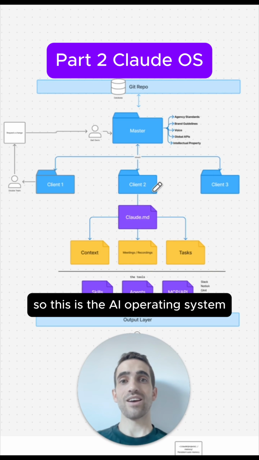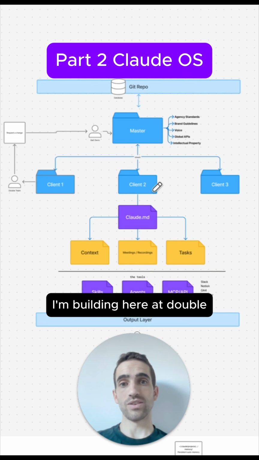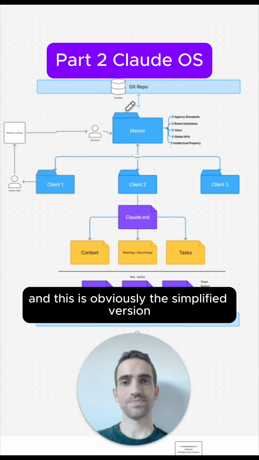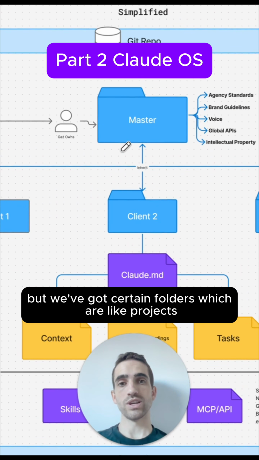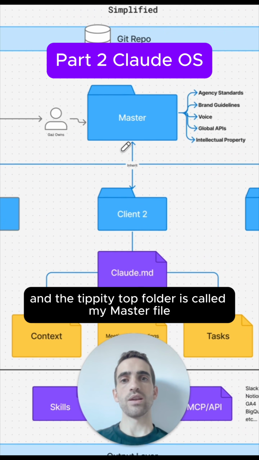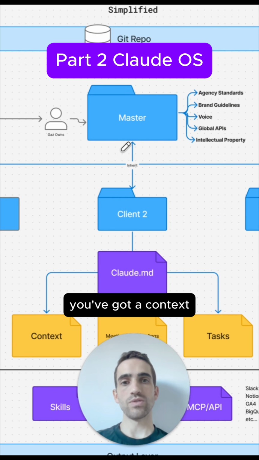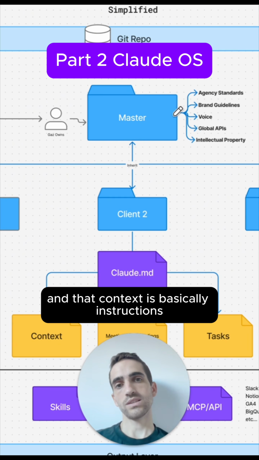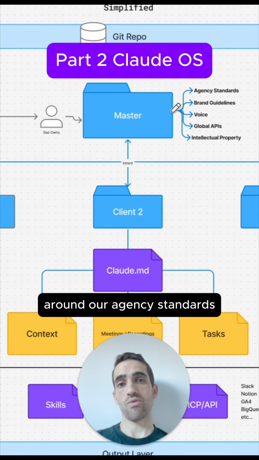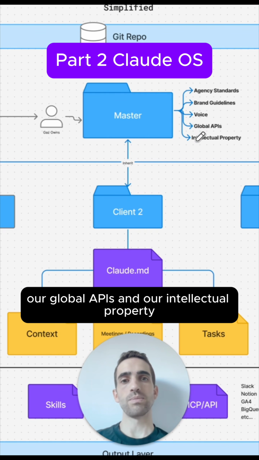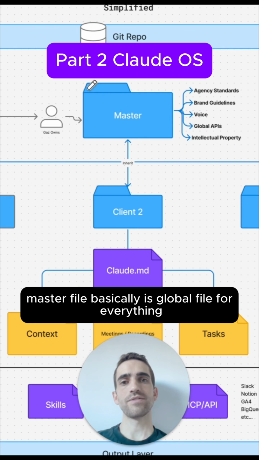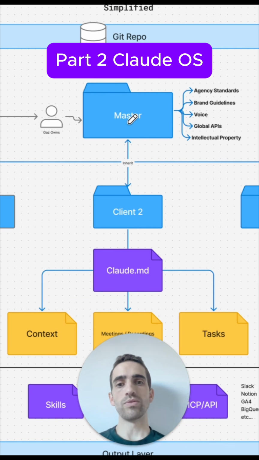So this is the AI operating system I'm building here at Double, and this is obviously the simplified version. I'll walk through it pretty quickly, but we've got certain folders, which are like projects in Claude Code. The tippity top folder is called my master file, and within that master file you've got a context, and that context is basically instructions around our agency standards, our brand guidelines, our voice, our global APIs, and our intellectual property. Master file basically is a global file for everything.